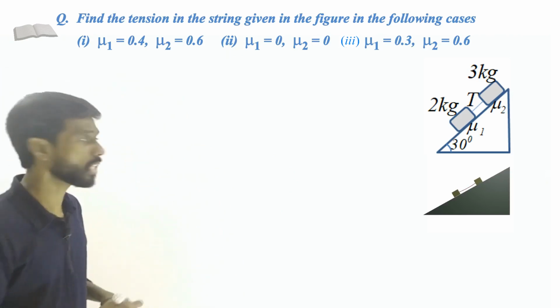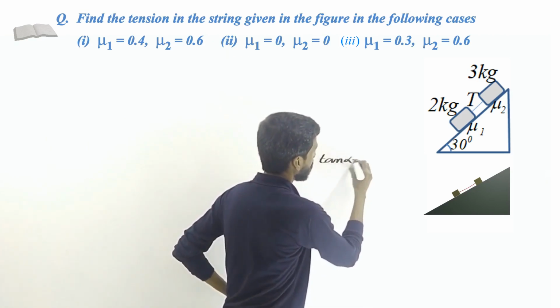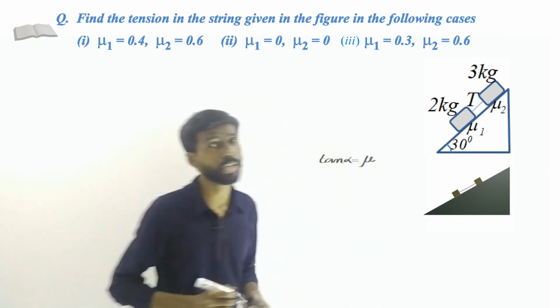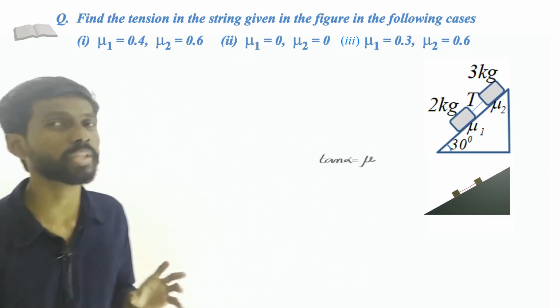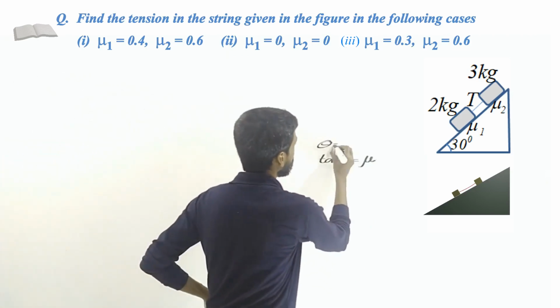So, we know that tan alpha is equal to mu. But we have two cases here, mu1 and mu2, because there are two blocks. Let us take the first case. Theta is given as 30 degrees. That is fixed.